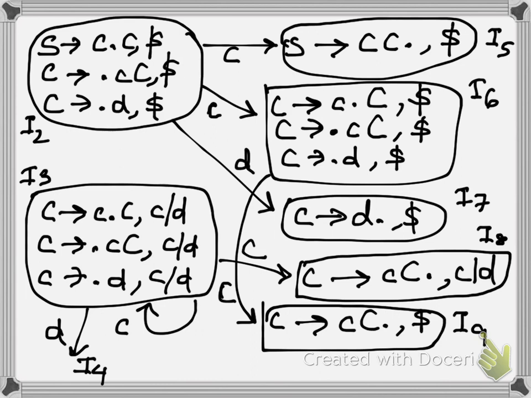So I6 on c goes to I6 itself, and on D it goes to I7. So total we have 10 states, I0 up to I9.